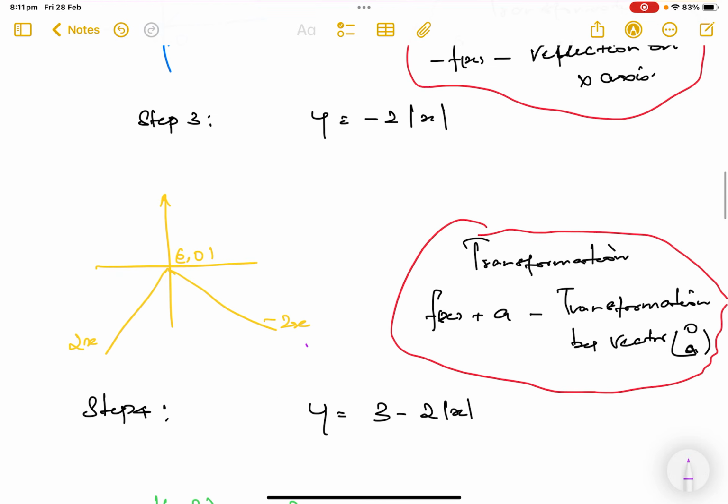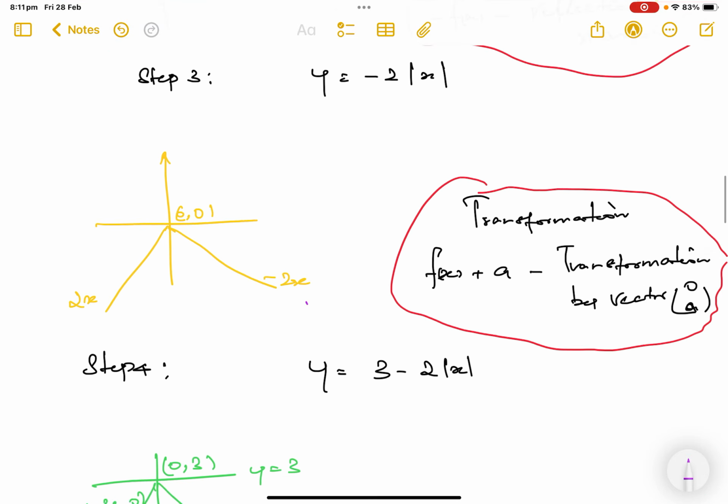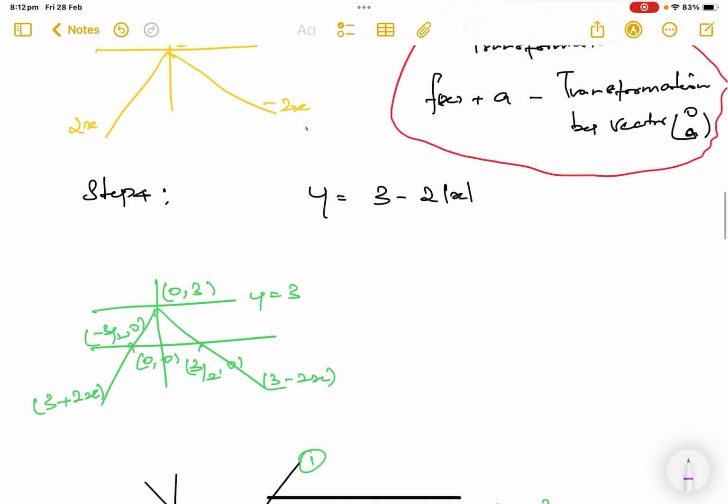Here, minus, right, no, that's here, sorry.